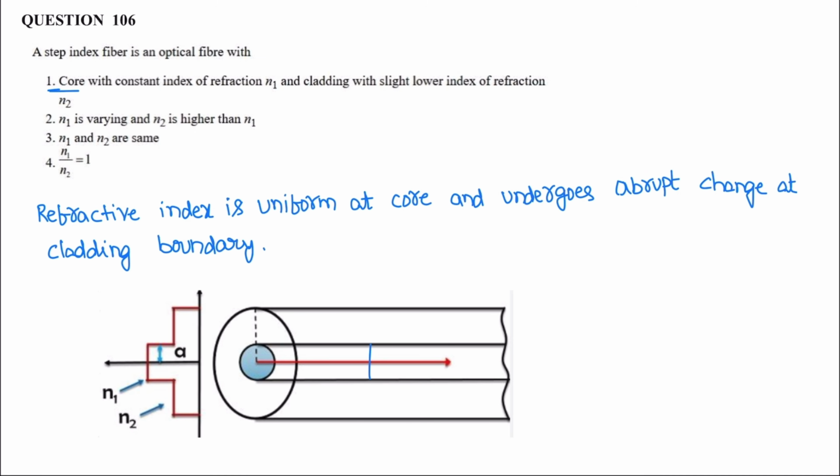Refractive index is varying. Core refractive index is varying. Option 2 is incorrect. Refractive index of core and cladding are the same. Incorrect. The ratio of refractive index is 1. It is also incorrect. The correct answer is option 1.